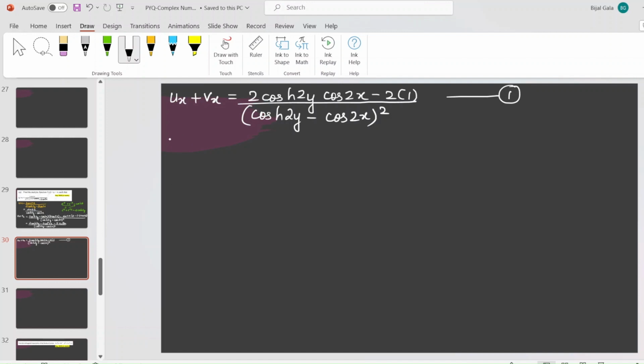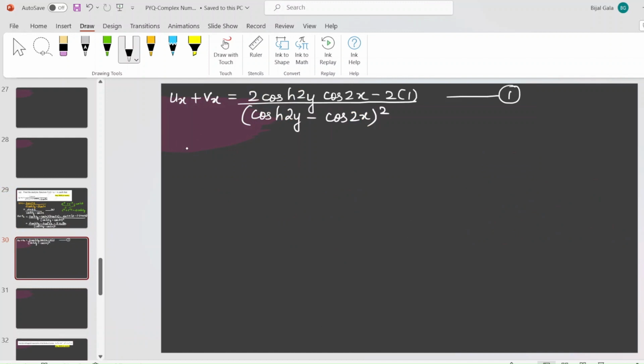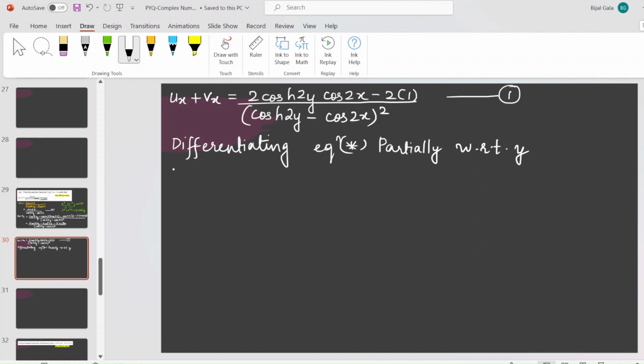We'll again be differentiating u plus v partially, so let me call this as equation star. So I'll be differentiating u plus v with respect to y now partially. Okay, so differentiating equation star partially with respect to y now. What does it give us? Uy plus vy on the left hand side.